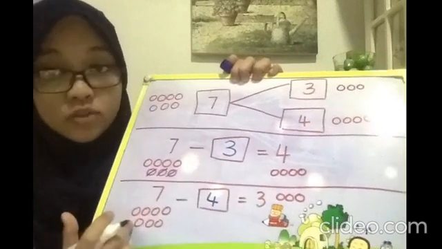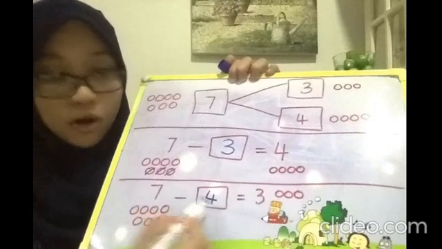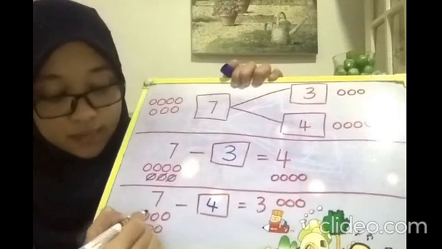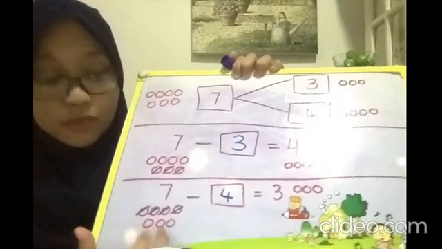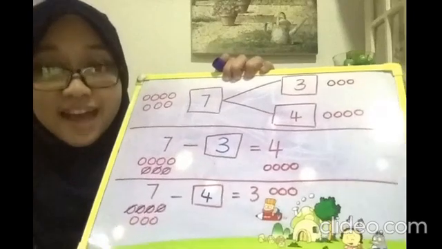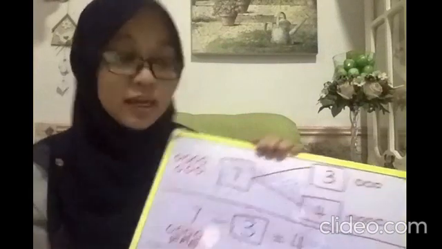Now, let's cross out here. Okay, let's cross out 7 minus 4. So how many do we cross out? 4. 1, 2, 3, 4. And don't we leave with 3? 1, 2, 3. Are they the same? Yes, they are the same.